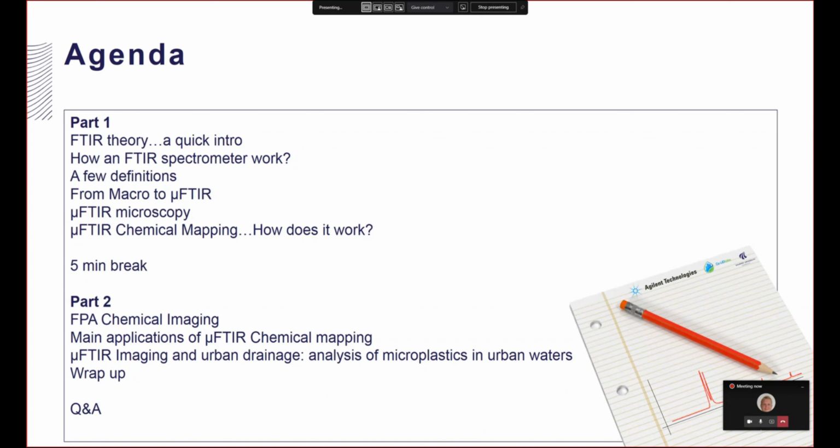Then we will have a 5-minute break, and then in the second part I will go into more detail about what chemical mapping is, its main applications, and maybe a potential link between the use of this technique and some urban drainage related topic, a link that in my opinion can be found in the analysis of this emerging pollutant called microplastic in urban waters.